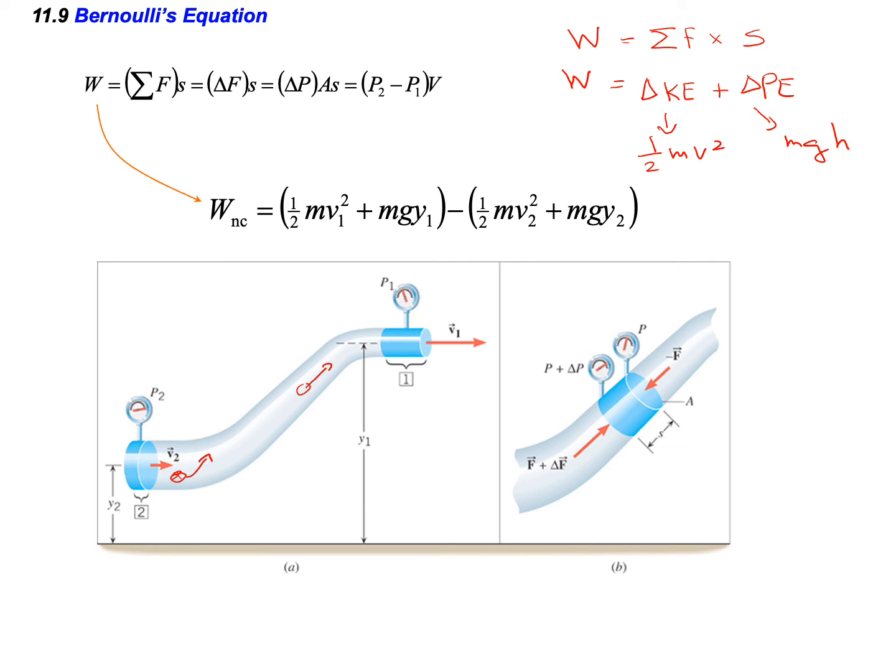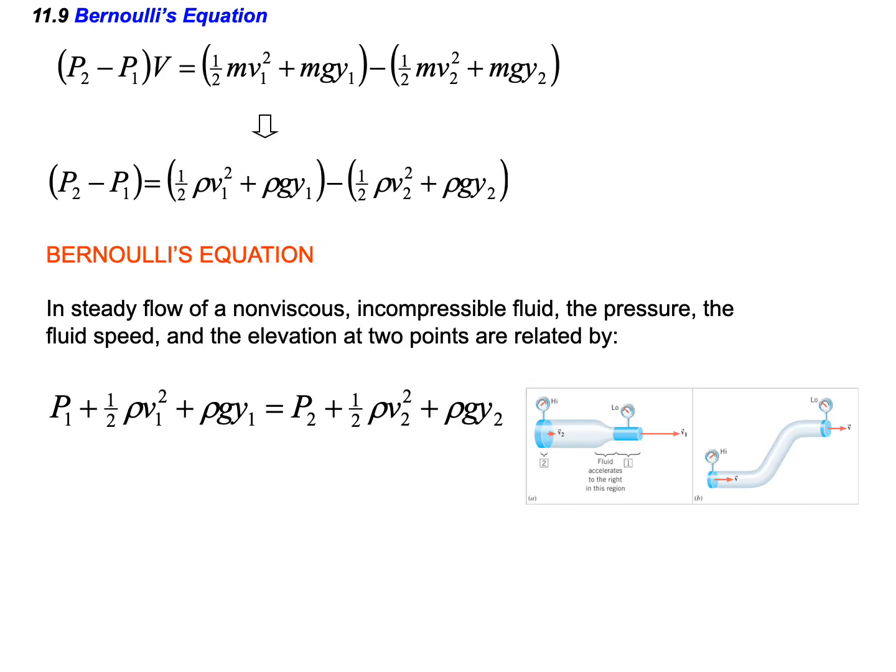So potential energy is mass times gravity times height. So we wrote two equations for work: on the left side, force times distance, and on the right side, kinetic energy change plus potential energy change. These two sides are the same, therefore we can write force times distance is equal to kinetic energy change plus potential energy change.